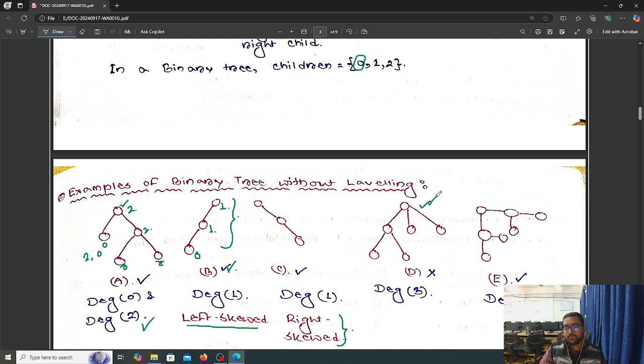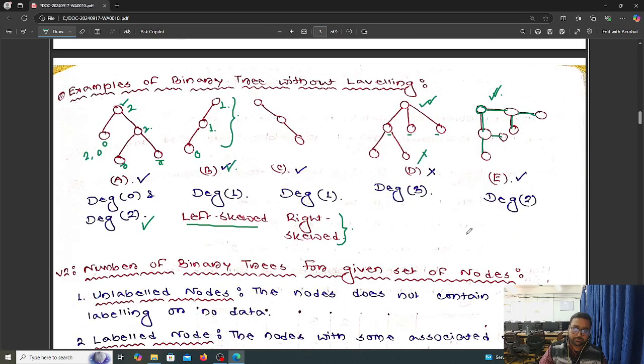But for the fourth example, the root is having 3 children, and that is not acceptable in the case of a binary tree, so it is not a binary tree. Let us look at the fifth example. Is it a binary tree? Yes. If we treat this as a root, it is having 2 children, left and right. The left child is also having 2 children, left and right. And the right child is also having 2 children, left and right. So all the nodes are having degree 2 and 0. It is also a binary tree.